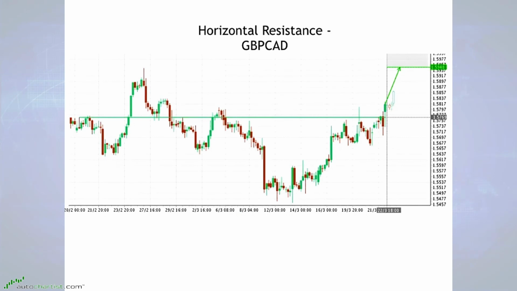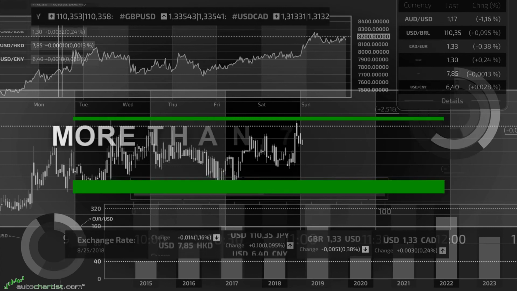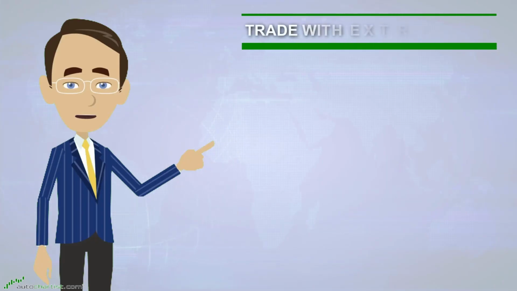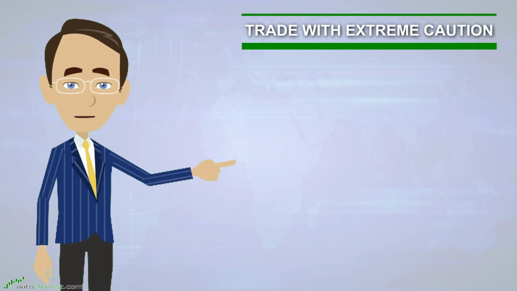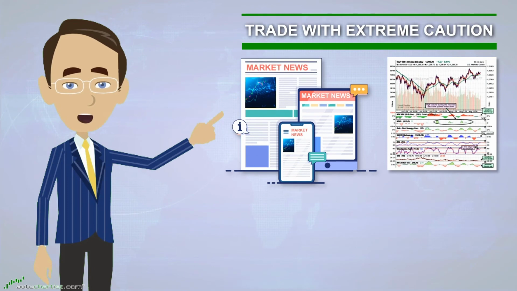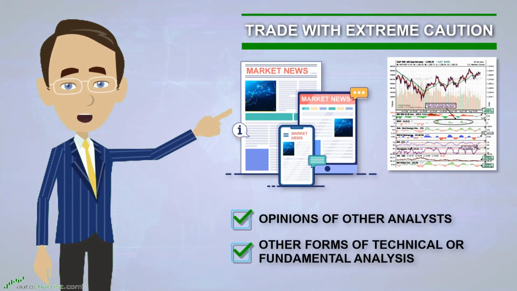Here's another great example, where you can find an ascending triangle that is confirmed by a greater resistance level on the GBPCAD currency pair. Although our key levels have a very high accuracy rate, most often more than 70% of the time reaching their targets, we still advise you to trade with extreme caution and to use this type of analysis together with other research, such as news, the opinions of other analysts, and other forms of technical or fundamental analysis.